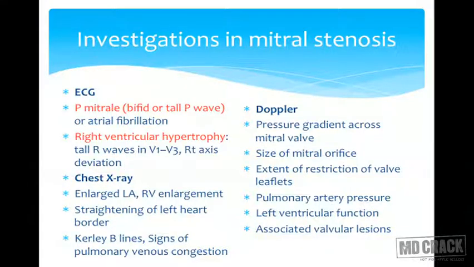What are the investigations which we would like to do in cases of mitral stenosis? First is ECG. ECG will show us P mitral, which means we get a bifid or tall P wave, or we can get signs of atrial fibrillation also. Definitely there would be right ventricular hypertrophy, and this will be shown as tall R waves in V1 to V3, and because of the right ventricular hypertrophy you can get right axis deviation in an ECG.